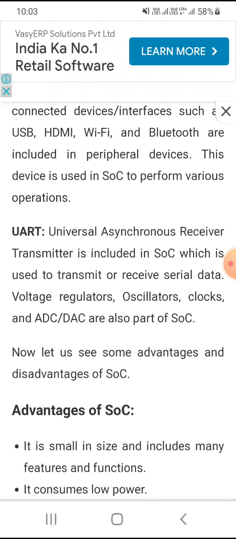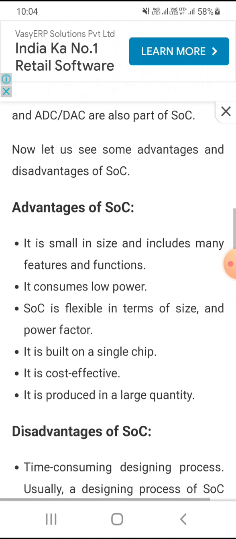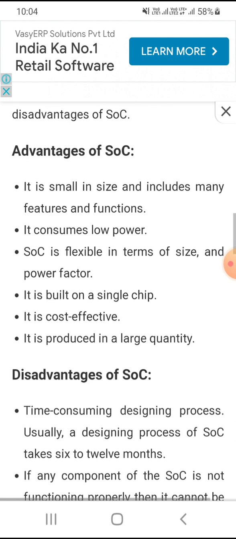Now let us see some advantages and disadvantages of system on chip. The advantages of the system on chip: it is small in size and includes many features and functions. It consumes low power. System on chip is flexible in terms of size and power factor. It is built on a single chip, so it is cost effective. It is produced in large quantities.